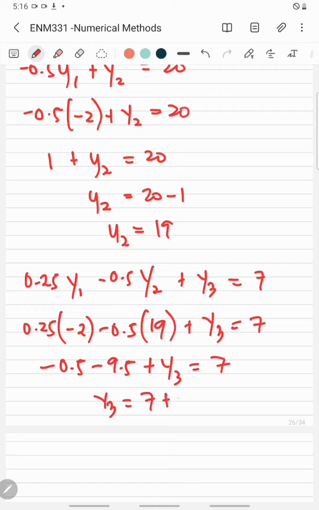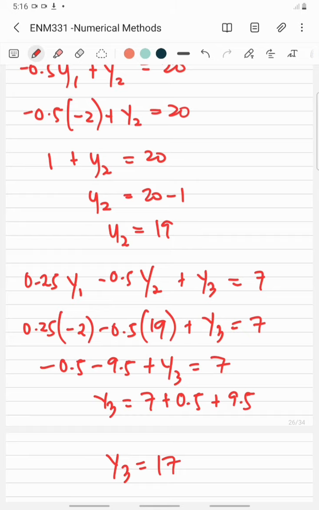So this is positive 0.5 plus positive 9.5. So 7 plus 0.5 plus 9.5. So y3 is equal to 17. So we have now the values of our vector y.